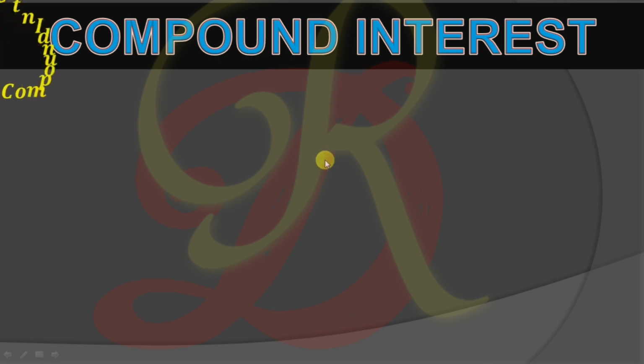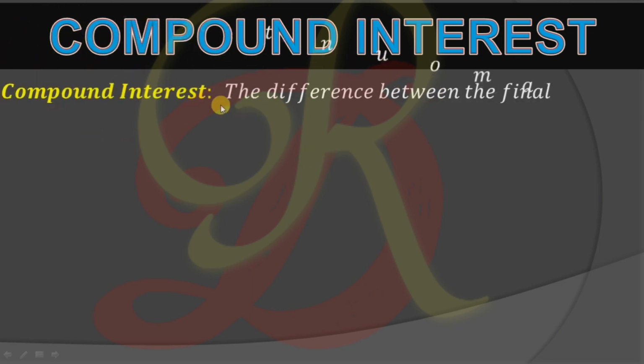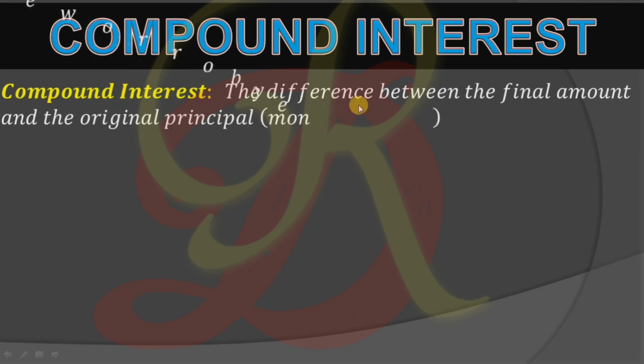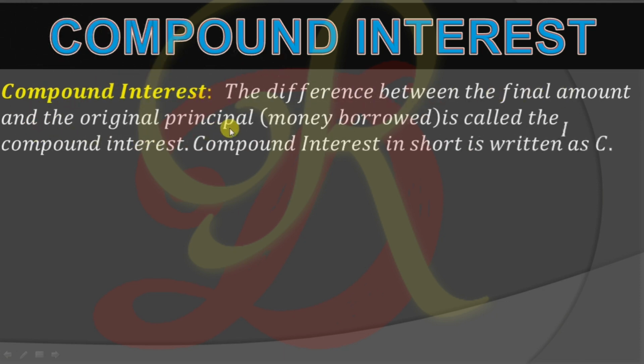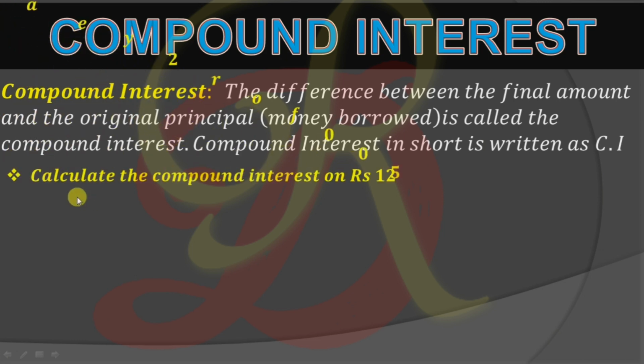What is compound interest? Compound interest is the difference between the final amount and the original principal. Principal means the money borrowed. Compound interest in short is written as CI. Let me explain compound interest with the help of an example.